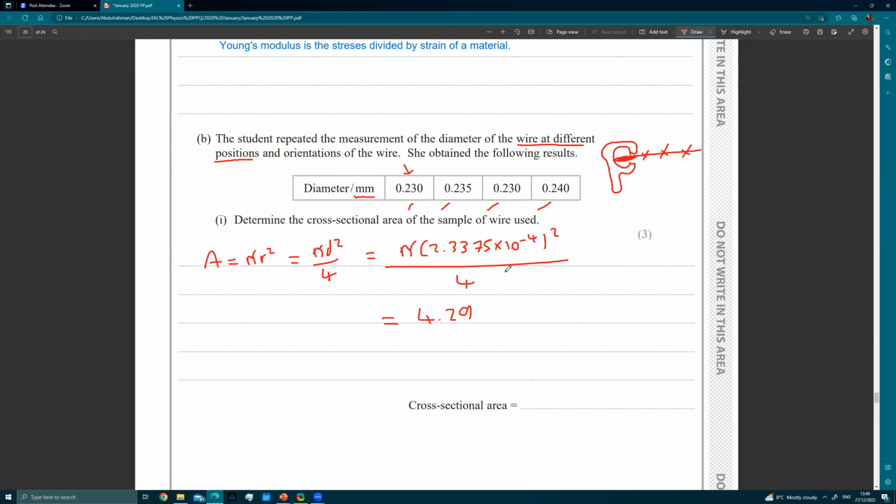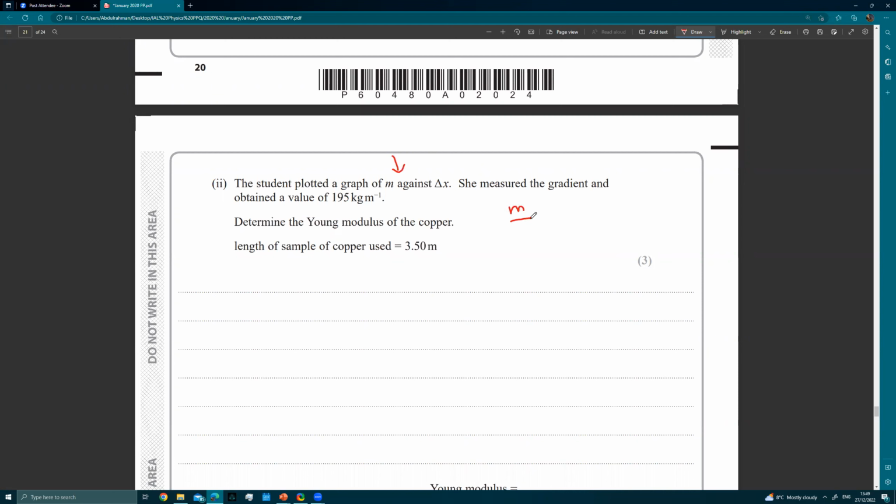The student plotted a graph of m against x. She measured the gradient and obtained the value of 195. The gradient is going to be m over x because she plotted a graph of m against x, right? So that's what the gradient represents, and that's equal to 195. Determine the Young modulus of the copper.